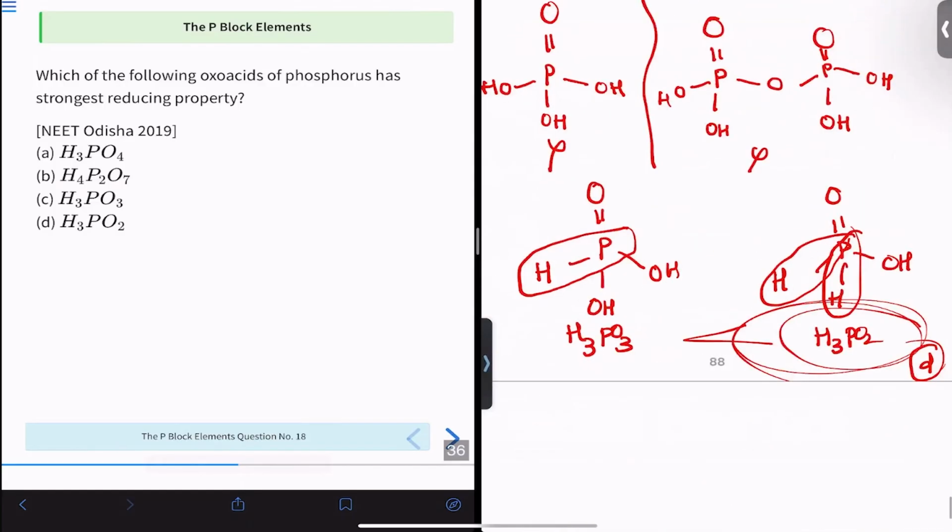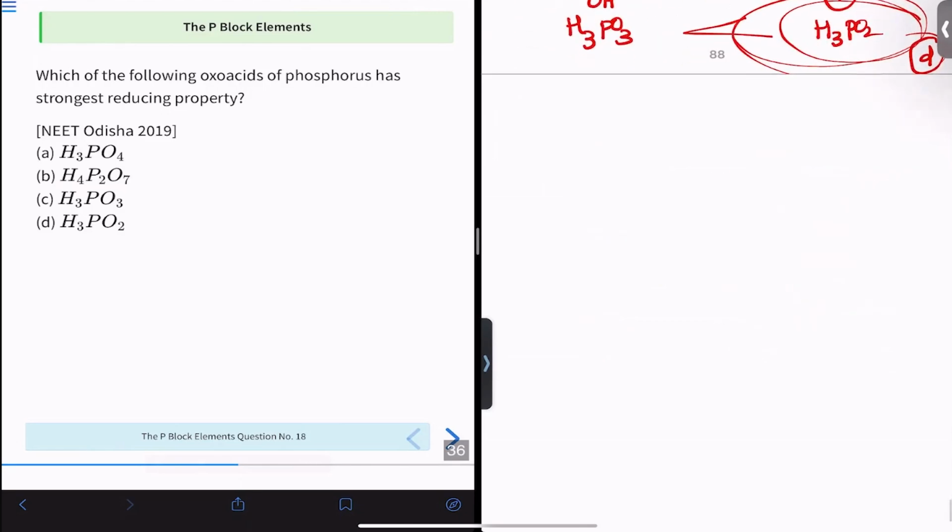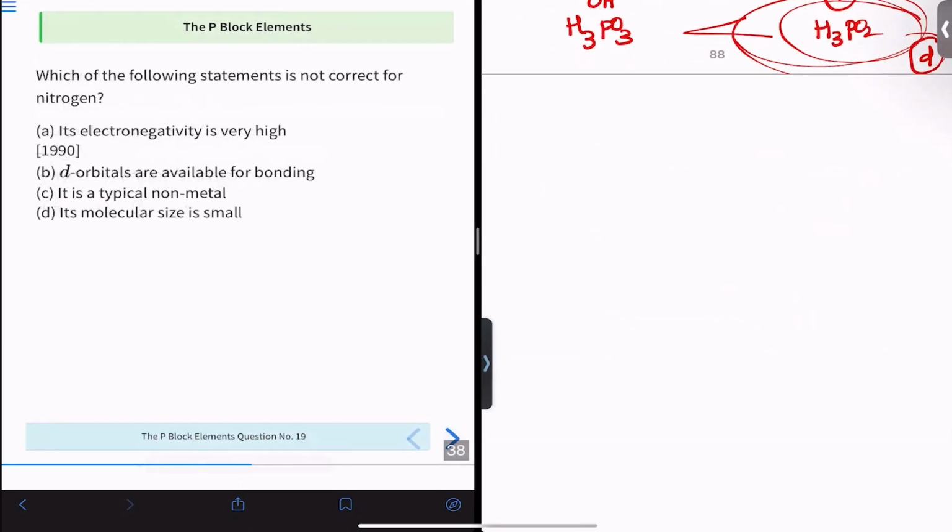Okay. So guys, again, you saw the importance of the structure of these compounds. So please go back and draw the structures again and again so you remember them very clearly. With this, I'm moving on to today's next question. Question number 19.